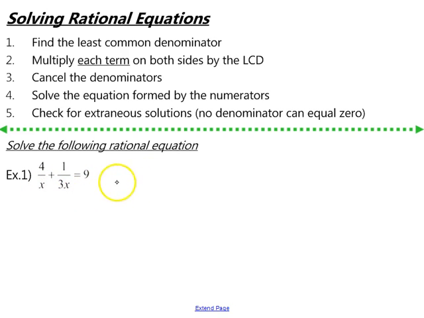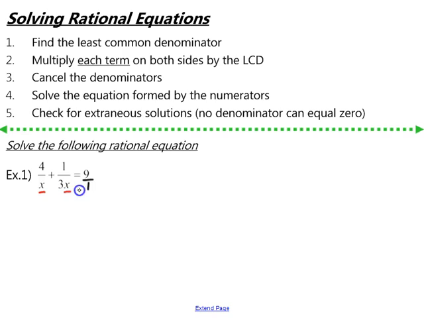So first we want to find the least common denominator, and before we do that, I'm just going to put this 9 over 1 so that now all of our terms look like fractions. So in finding the LCD, we need to see which terms each denominator is missing.